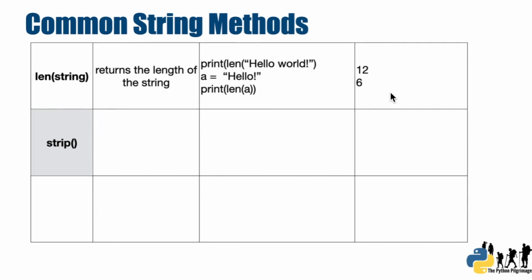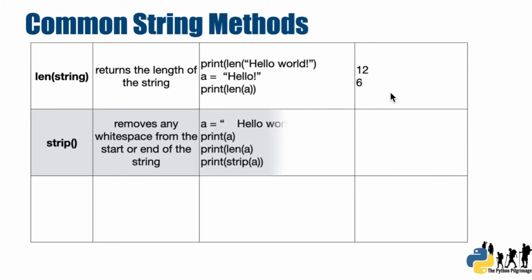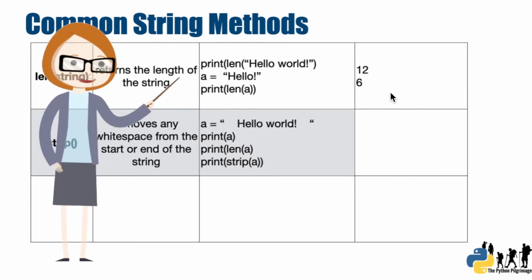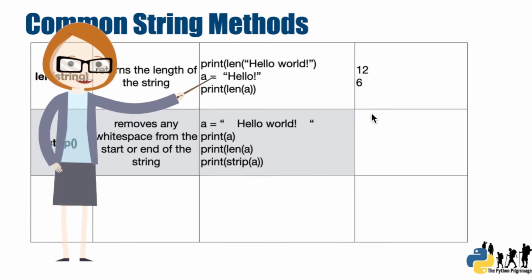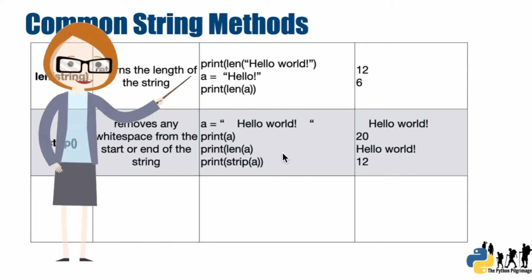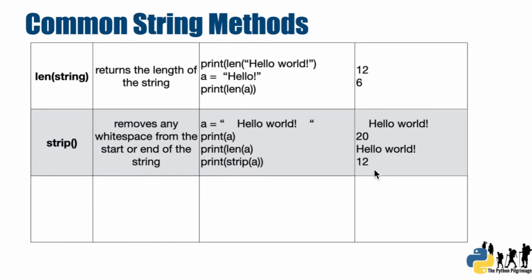For the next one, we have strip. Strip removes any white space from the start or the end of the string. So for illustration, we have a equals the string "hello world" with leading and trailing spaces. So if you print out a, you print out the length of a and then the stripped version of a. I printed the count after that, so that makes it 12.